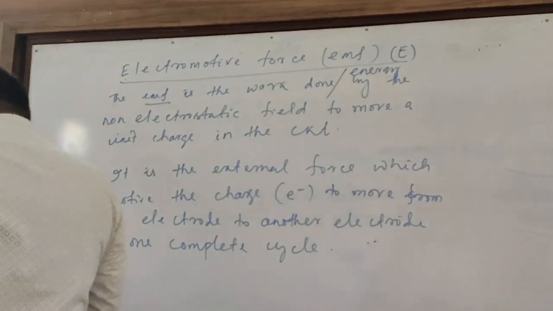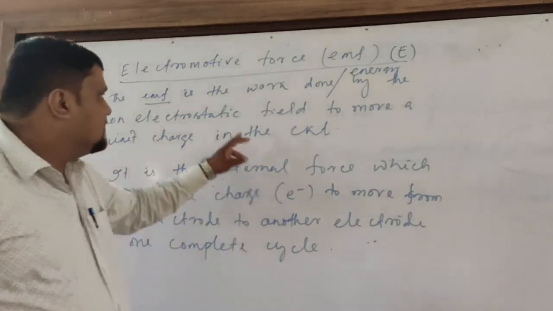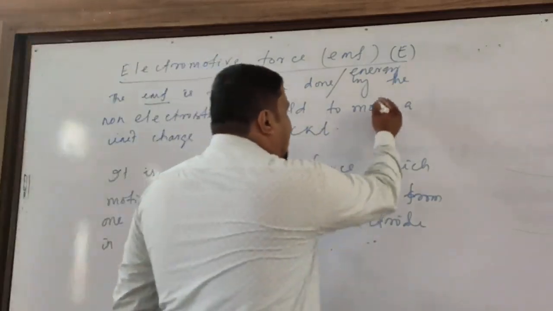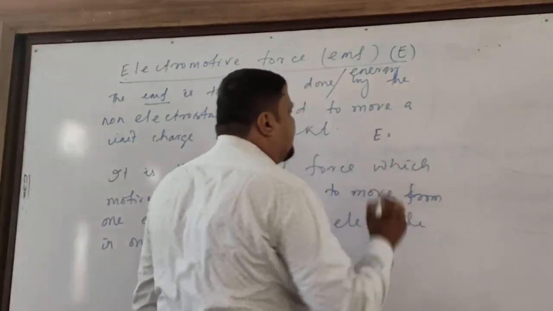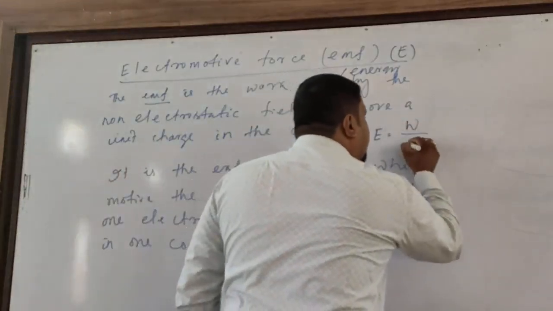Now, from this, we know the definition of electromotive force. Then now we find that this electromotive force is the work done. I can write this electromotive force is equal to work done for unit charge.